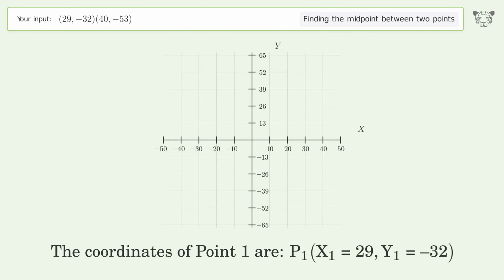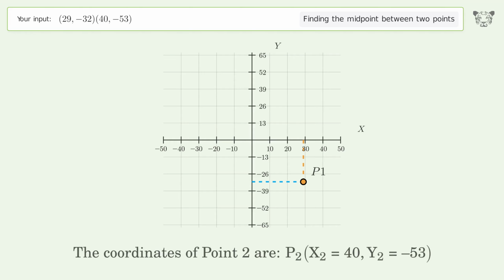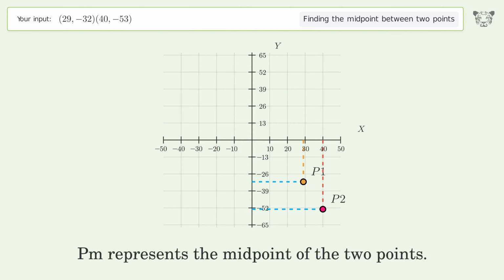The coordinates of point 1 are, x1 equals 29, y1 equals negative 32. The coordinates of point 2 are, x2 equals 40, y2 equals negative 53. PM represents the midpoint of the 2 points.